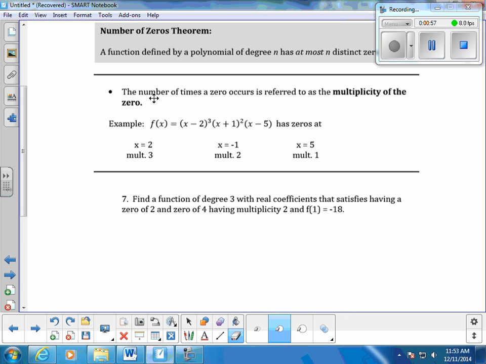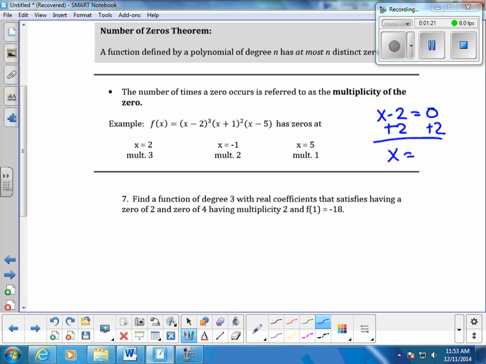The number of zeros refers to the multiplicity of the zero. So we have this function, and it's actually factored out for us, so it's fairly nice. I know this zero, because if I set x minus 2 equal to 0 and solve, that's where I get this positive 2. If I set this equal to 0 and solve, that's where you get negative 1. Basically, it's changing the signs. When I set each factor equal to 0, those give me my zeros.